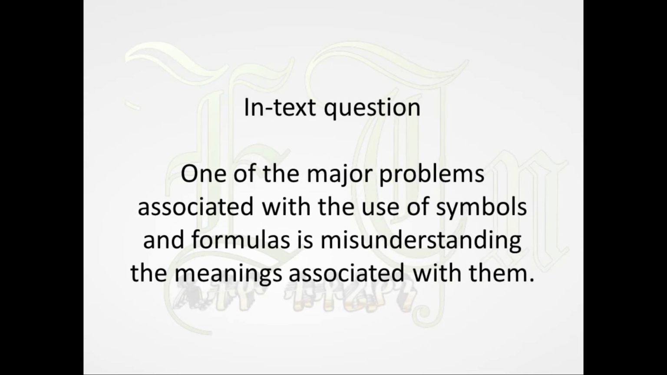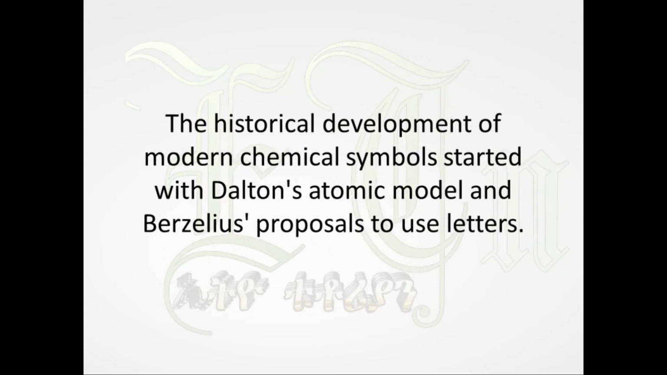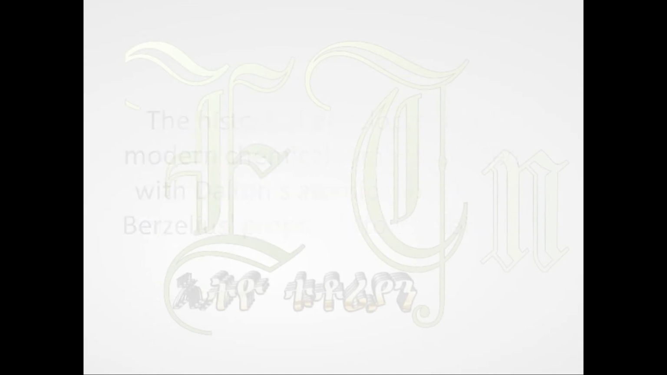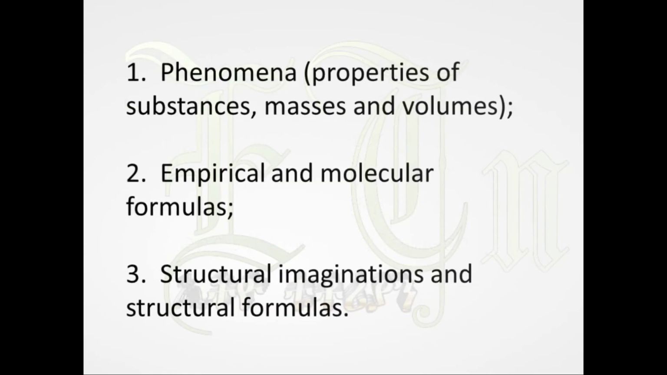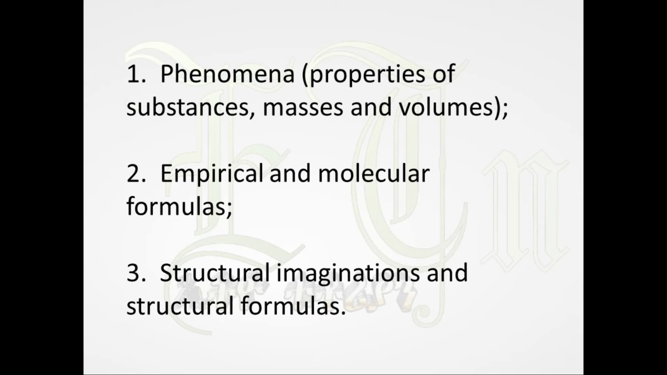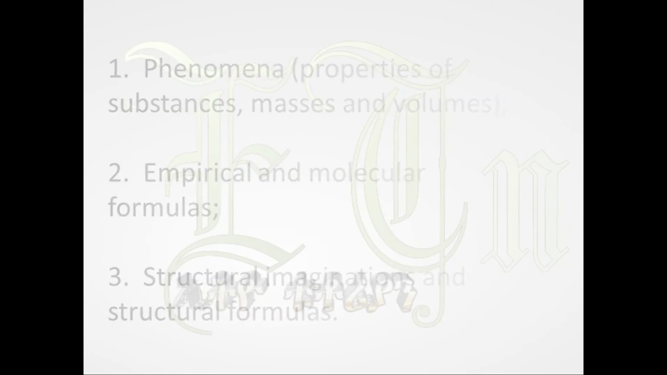In-text question. One of the major problems associated with the use of symbols and formulas is misunderstanding the meanings associated with them. The historical development of modern chemical symbols started with Dalton's atomic model and Berzelius' proposals to use letters. Other known chemists had been using these ideas since then, and during the 19th century the logical way of scientific discussions in chemistry was in the following sequence (Barke and Temechegn, 2001): 1. Phenomena, properties of substances, masses, and volumes. 2. Empirical and molecular formulas. 3. Structural imaginations and structural formulas.